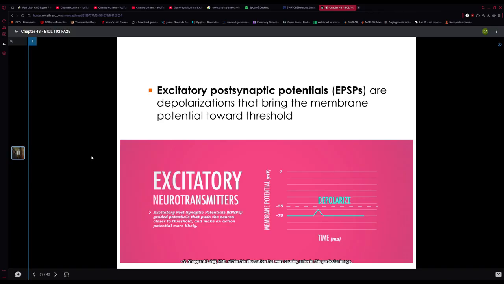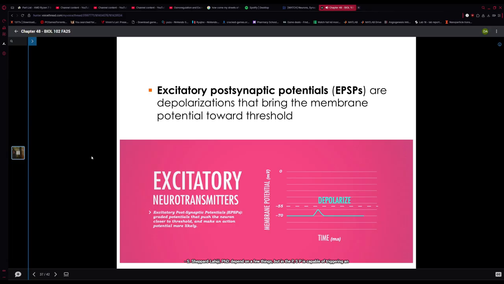So notice within this illustration that we're causing a rise. In this particular image, we see that while we do have a depolarization event, it doesn't quite reach threshold. So this particular illustration would not yield an action potential, but that's what an EPSP would work towards. An EPSP would result in depolarization and bring the membrane potential towards threshold. It's possible that it may reach threshold. That might depend on a few things.